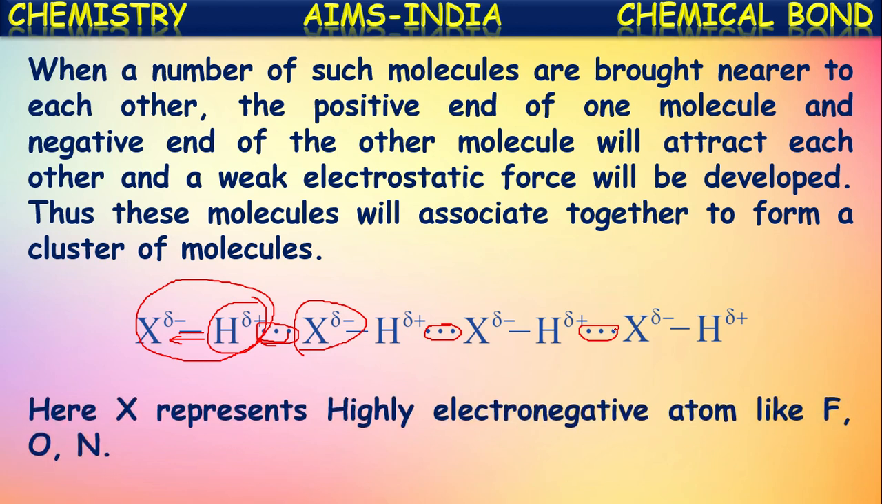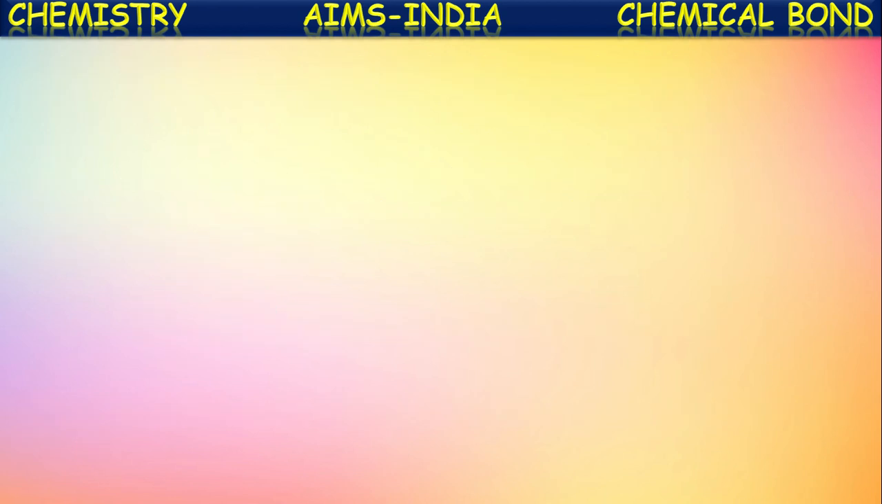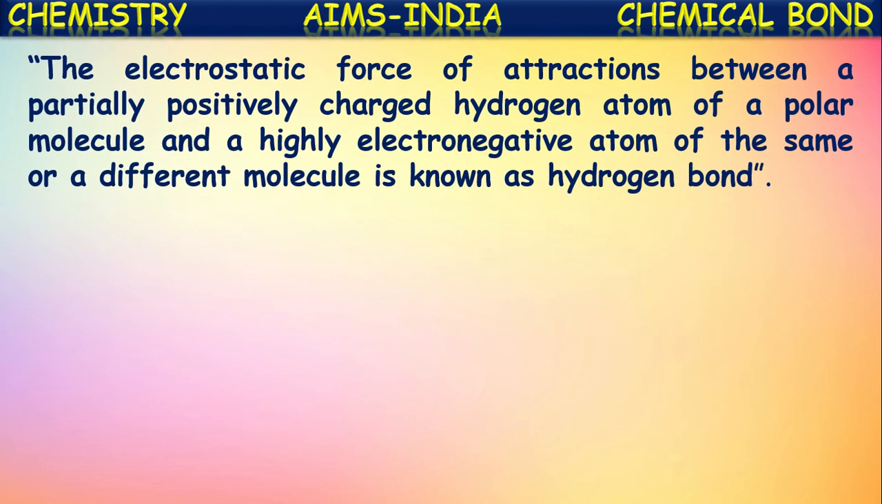So here X represents the highly electronegative element like fluorine, oxygen or nitrogen. Because of these slight attractions between the molecules, they are all held together with certain weak electrostatic forces. The electrostatic force of attraction between a partially positively charged hydrogen atom of a polar molecule and a highly electronegative atom of the same or a different molecule is known as hydrogen bond.